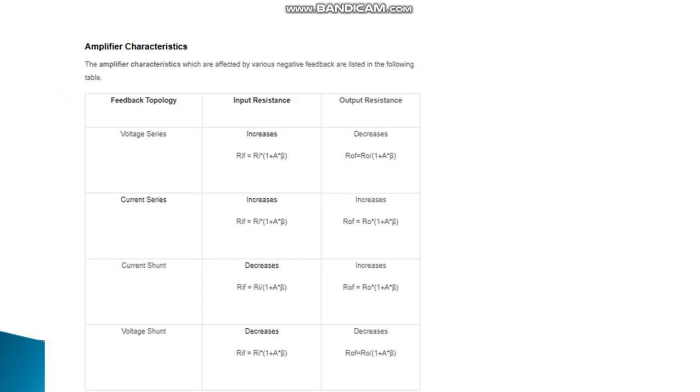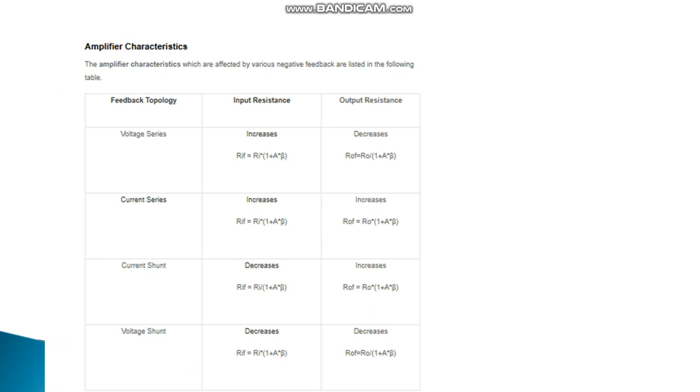This is the amplifier characteristics. So there are four topologies: voltage series, voltage shunt, current series, current shunt. In voltage series, the input resistance increases and the output resistance decreases. In the current series amplifier, the input resistance increases by the factor 1 plus A beta and the output resistance also increases by the factor 1 plus A beta.